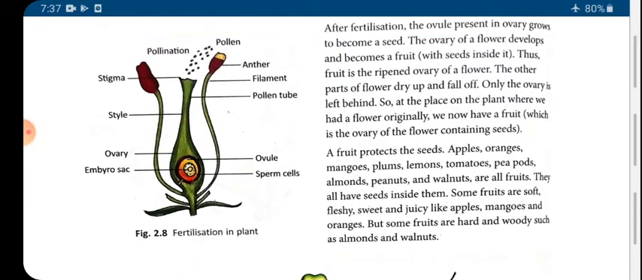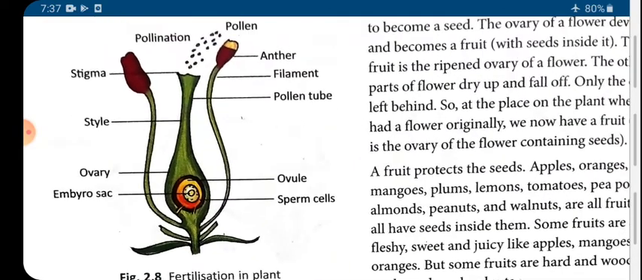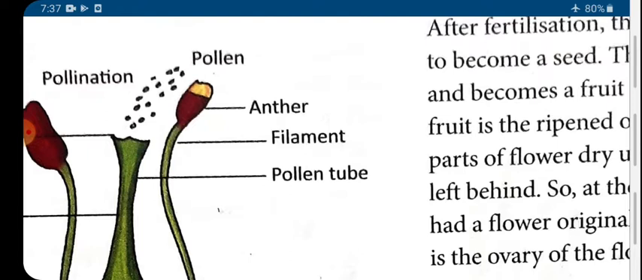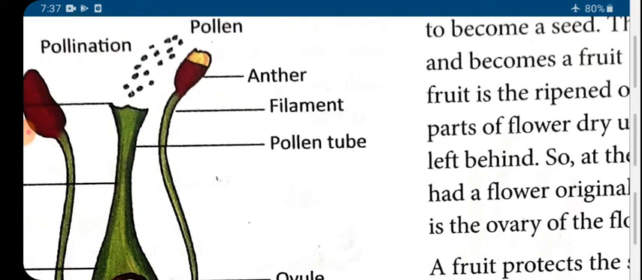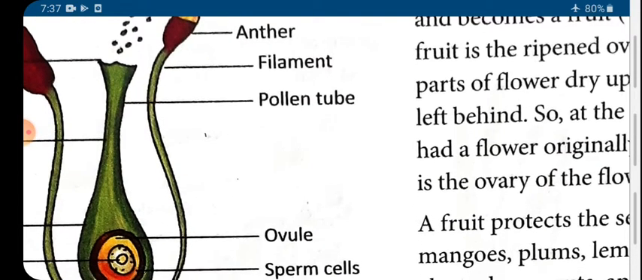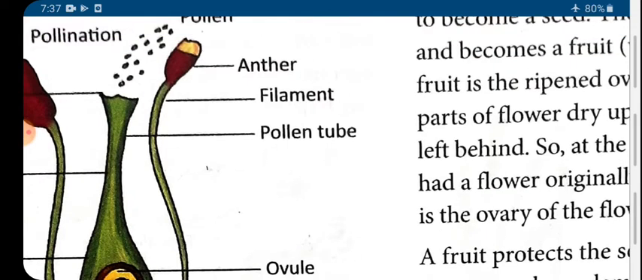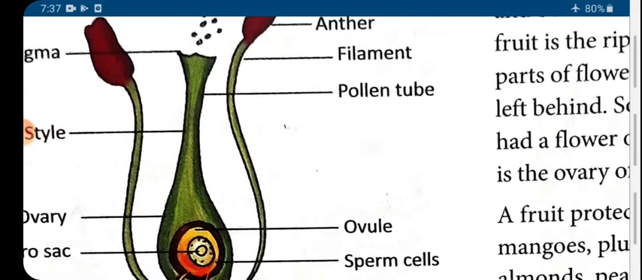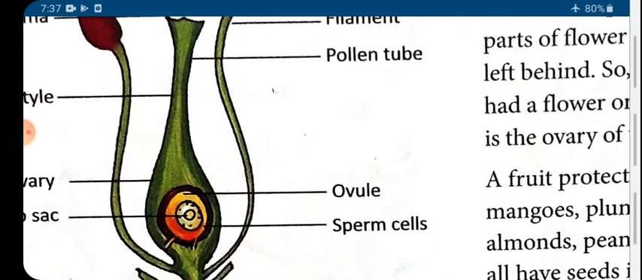Now, student, you all must have understood. Let's talk about the diagram again. This yellow-red part is called anther, and this stalk or tube-like structure is called filament. This is the stamen. It is the male reproductive part of the flower. And the central part is the pistil. It is the female reproductive part of the flower.